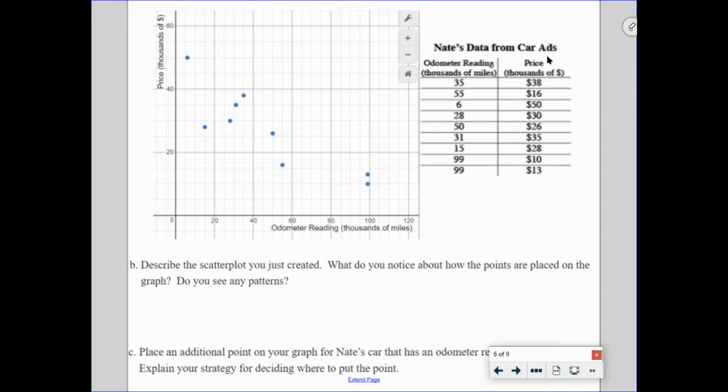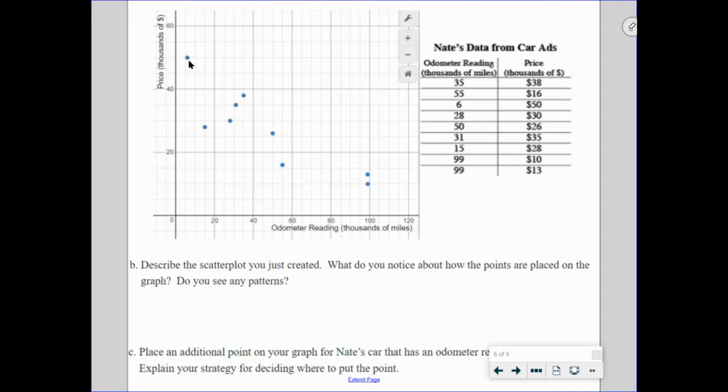Got it? Describe the scatter plot. This is called a scatter plot. When you just plot points on here, it's called a scatter plot. Okay. When we work with this, we do not connect the points like this and say, oh, no, we don't do that. A scatter plot is just points plotted on a graph.